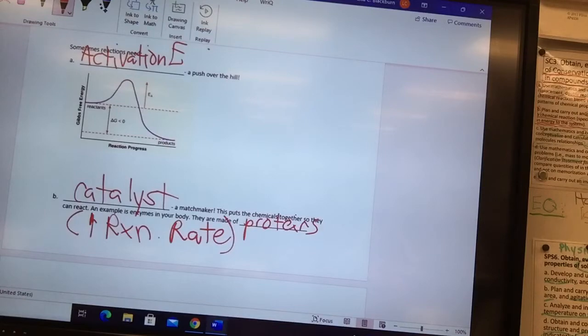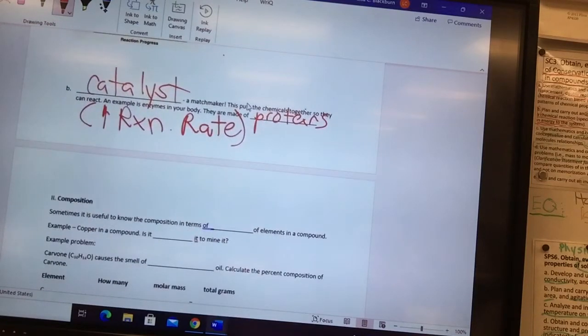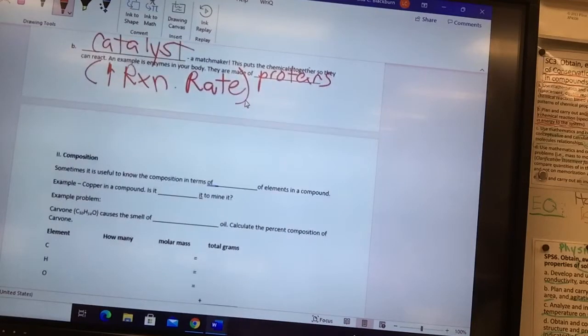Let's roll on up then. The catalyst is a matchmaker. It doesn't actually take place in the reaction, but it speeds it up. Can I roll all the way up? Nope, I can see people still writing. Now, can I go? Okay, we're going.